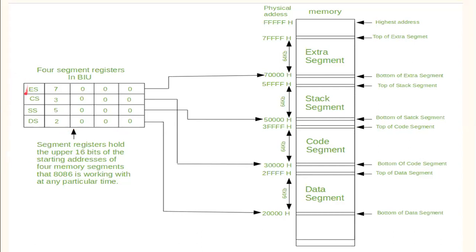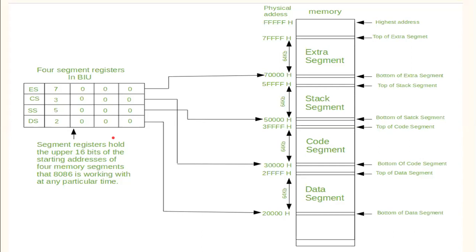The similar case is shown in the slide. Just have a look at it. Here, there are 4 segments, ES, CS, SS and DS. The base addresses of each of these segments are shown over here. The base addresses are nothing but the upper 16 bits of the starting address. Whatever is the starting address of the segment, an address in 8086 is of 20 bits, whereas we have registers of only 16 bits. So the upper 16 bits of the starting address are stored in these segment registers.